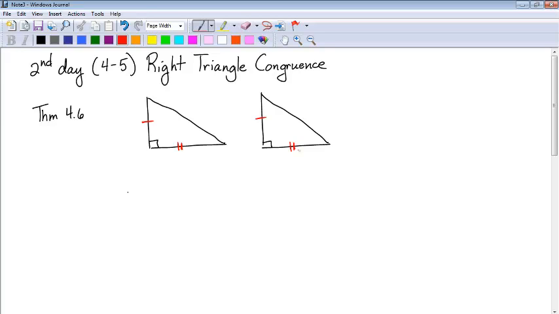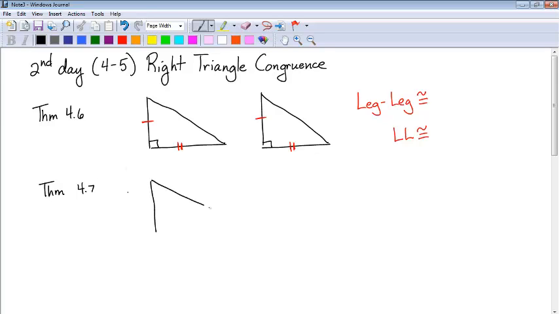Normally, we would call that side, angle, side. But since it's a right triangle, they call it leg, leg. Leg, leg congruence. And you can just abbreviate it, leg, leg congruence. So if you get 2 right triangles and prove that both the legs are congruent, then the whole triangles are congruent. Okay, that's the first theorem.